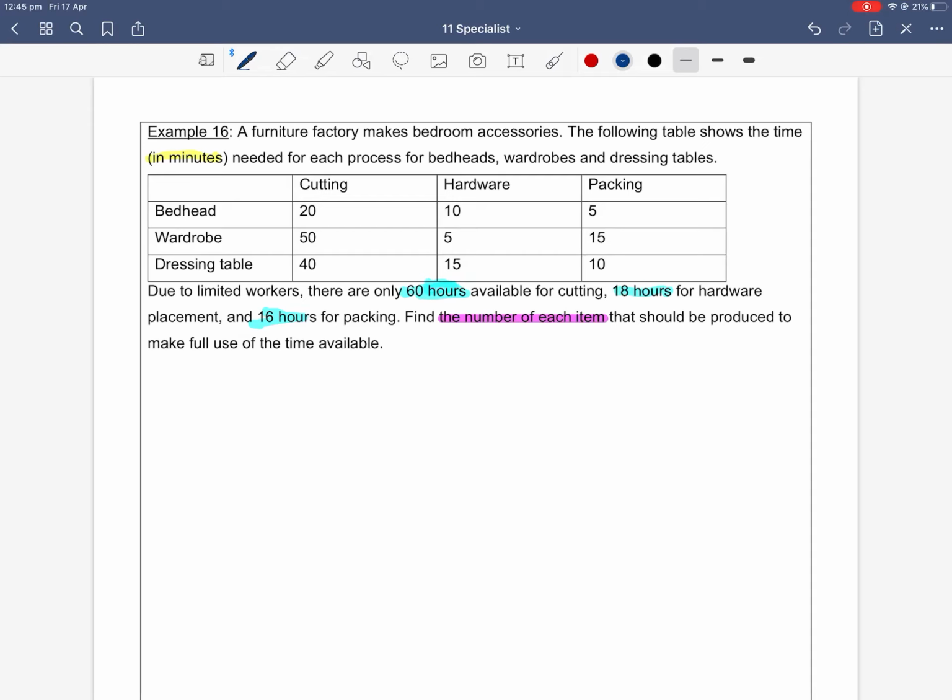So step 1, let's define our variables. We want to work out the number of items, and we have 3 items, the bed head, the wardrobe, and the dressing table. So step 1, let X equal number of bed heads, Y equals number of wardrobes, and let Z equal number of dressing tables.